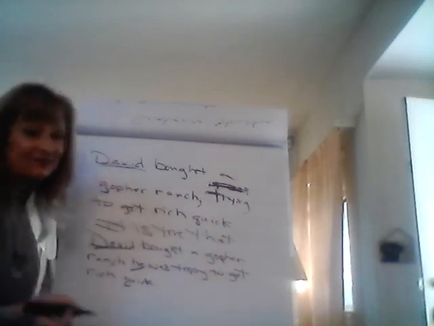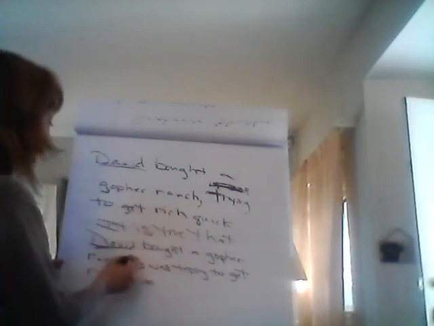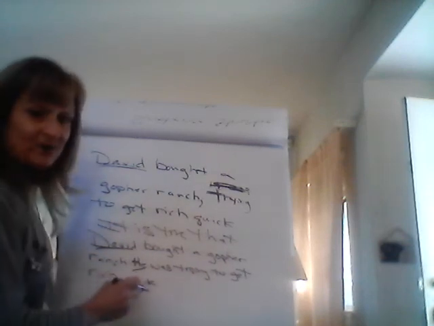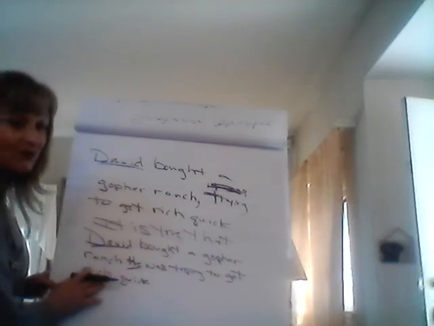So what do you do if you have that problem? "David bought a gopher ranch." You can separate it with a period, right? "David bought a gopher ranch. He was trying to get rich quick." Okay, fine. A period. Now we don't have the problem anymore. We have two sentences, not one. Each one is its own sentence. No more run-on. Or you could do this: use these words, and, as, since, and because.